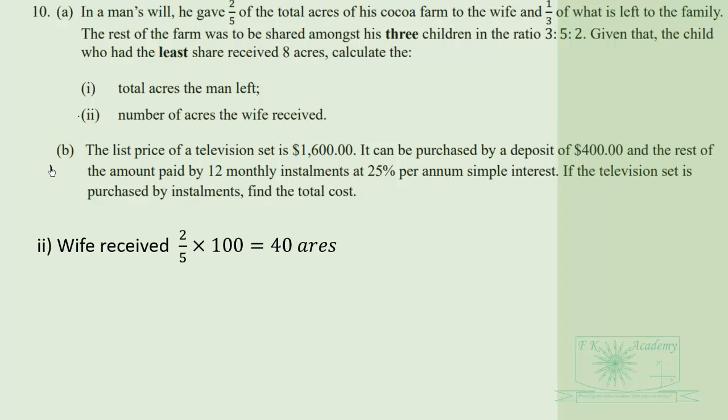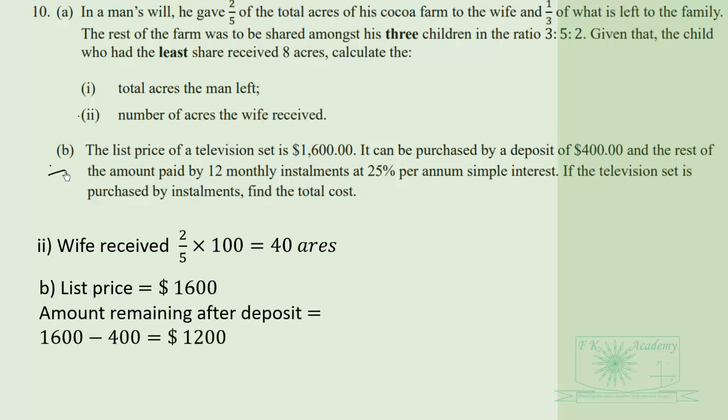So the B part of question 10: the list price of a television set is $1,600. It can be purchased by a deposit of $400 and the rest of the amount paid by 12 monthly installments at 25% per annum simple interest. If the television set is purchased by installment, find the total cost. So the list price is $1,600. So if you want to pay on hire purchase, you have to deposit 400. So you are left with 1,200 to pay.